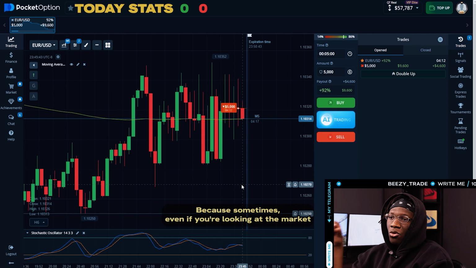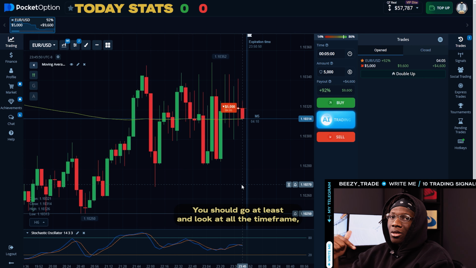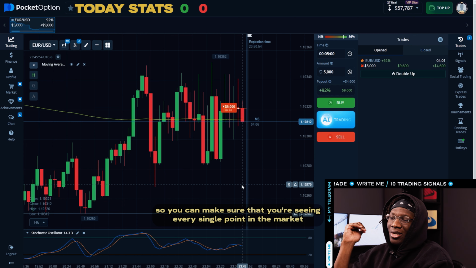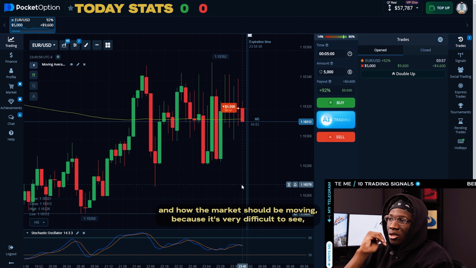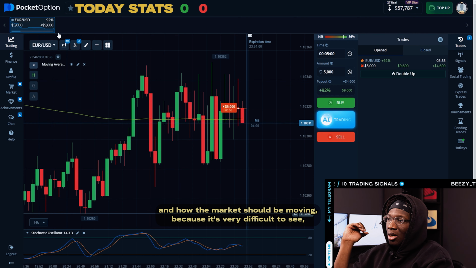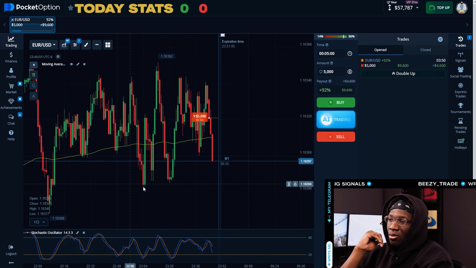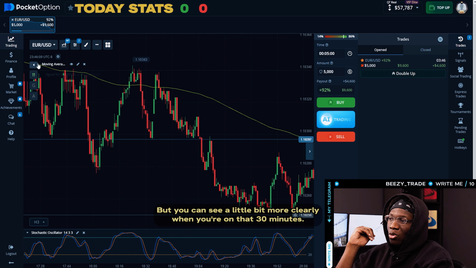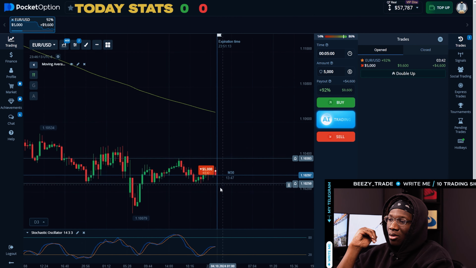because sometimes even if your mind is set on making a 1 minute trade, you should go at least and look at all the time frames so you can make sure that you're seeing every single point of the market and how the market's been moving, because it's very difficult to see the overall movement of the market on a 1 minute time frame, for example. There's a lot of movement on the 1 minute, but you can see a little bit more clearly when you're on the 30 minutes, right?